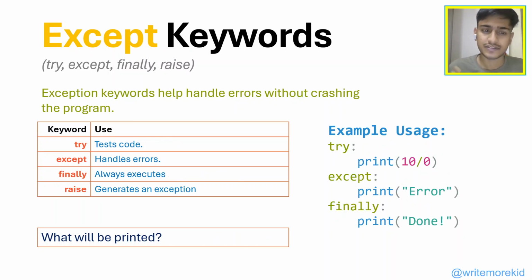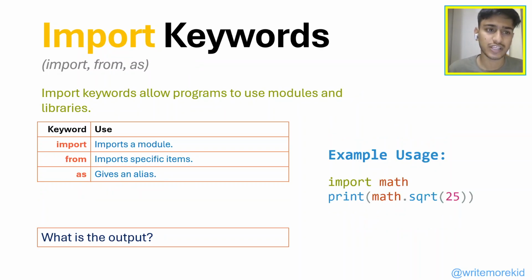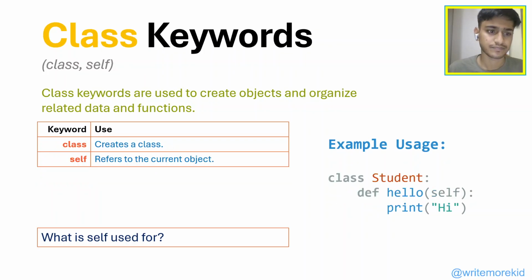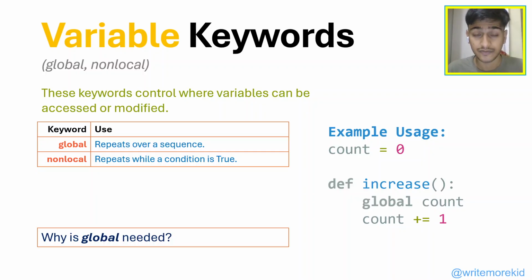The exception keywords: try, except, finally, and raise. Then import keywords: import, from, and as. Then class keywords, which are used whenever you want to do object-oriented programming. At that place it gets used. Then variable keywords, which define the global or local space of a variable.